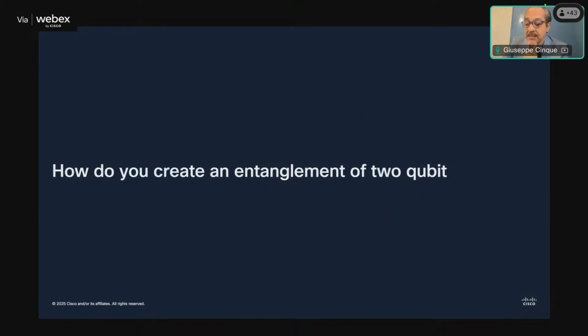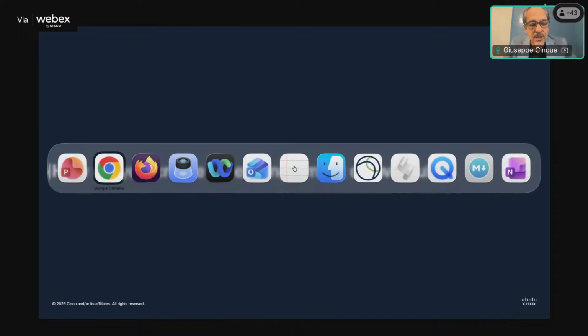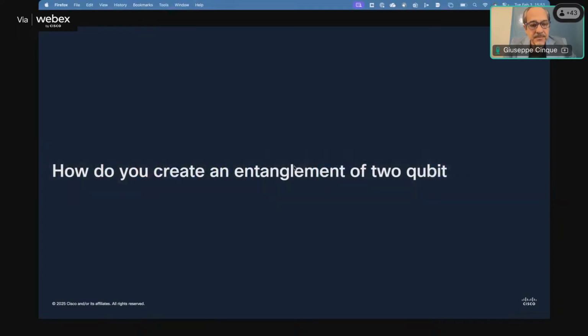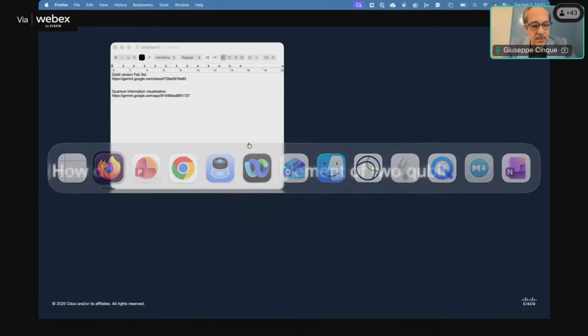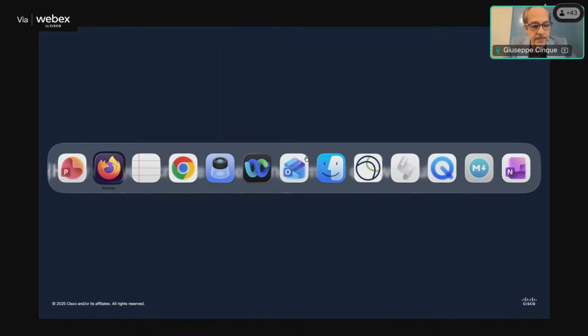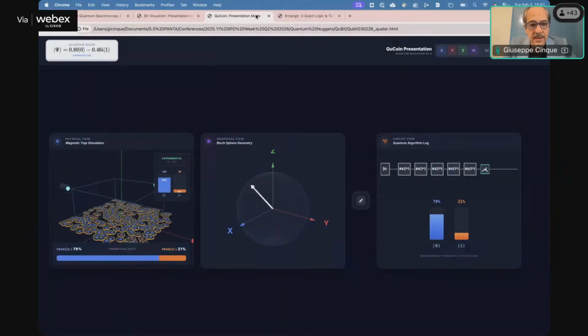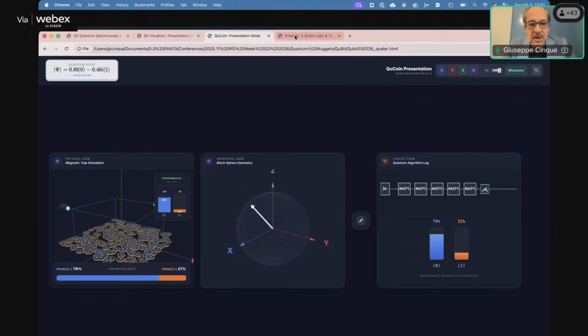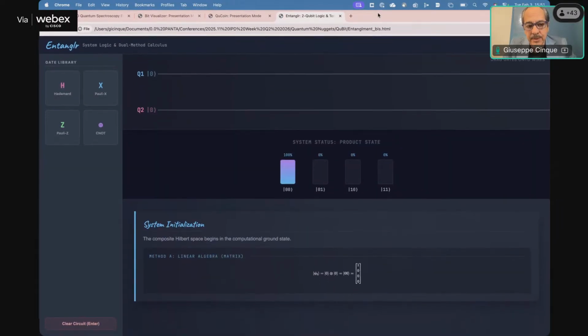But how do we create entanglement with 2 qubits? So I've shown you how to work with 1 bit, but something very important for computing, and even more for communication, is entanglement. To create an entanglement, you have to have a system with two bits, 2 qubits.